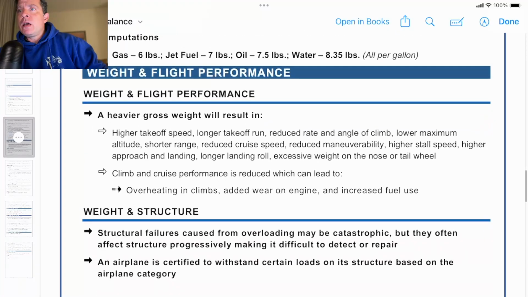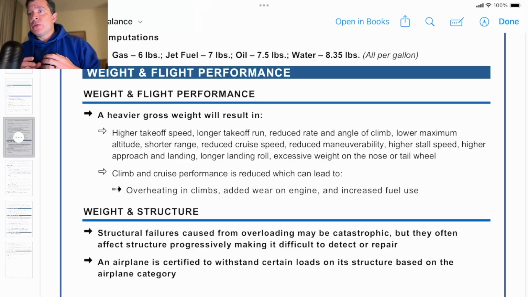All right, weight and flight performance. A heavier gross weight will result in a higher takeoff speed, longer takeoff run, reduced rate and angle of climb, lower maximum altitude, shorter range, reduced cruise speed, reduced maneuverability, higher stall speed, higher approach and landing speeds, longer landing roll, and excessive weight on the nose or the tail wheel. Now that's a lot. So we have to be very conscious when we are really heavy.